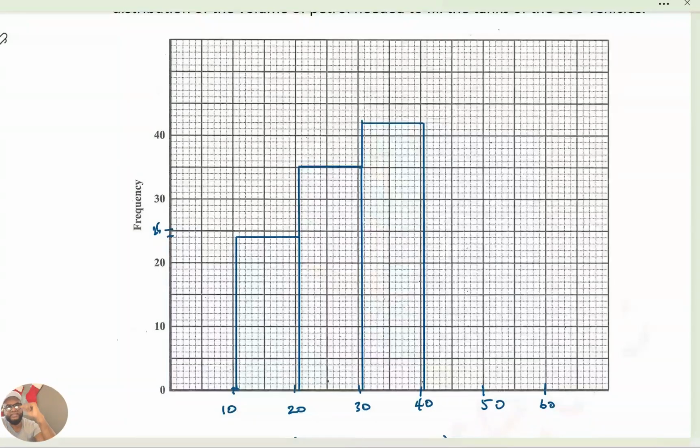Next class interval. 28. Say coming from here. Here's 30. So 28 would be here. And I'm going across to 50.5. Coming down here. That's the last one, or a tad more? 21.